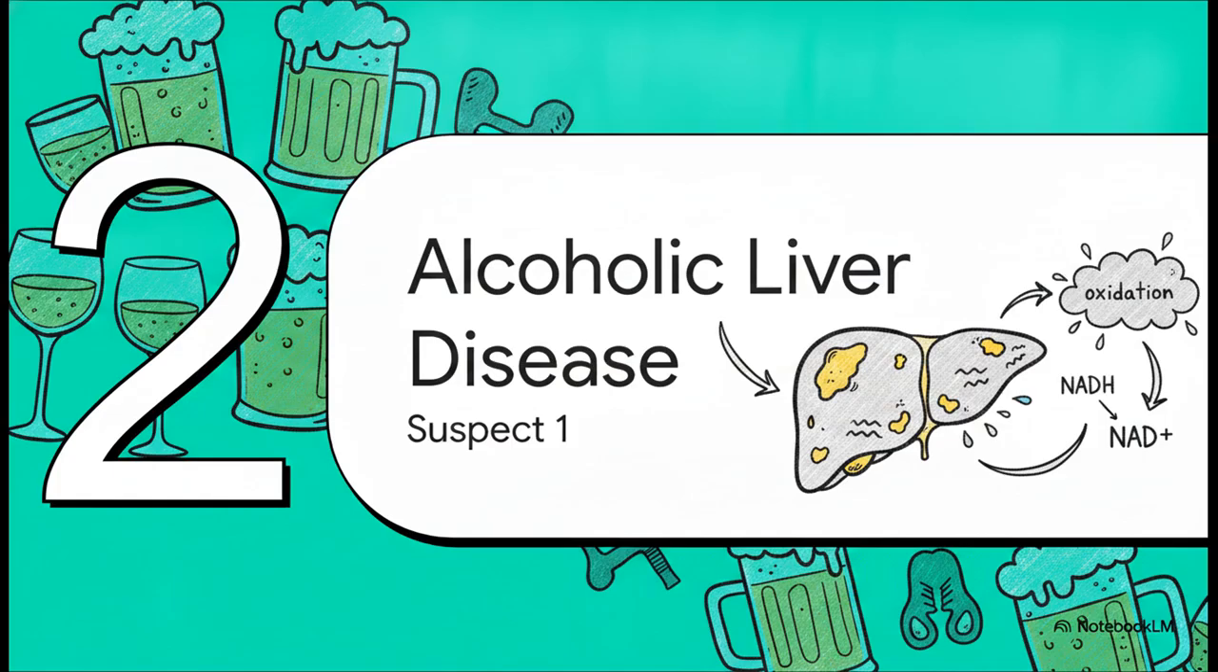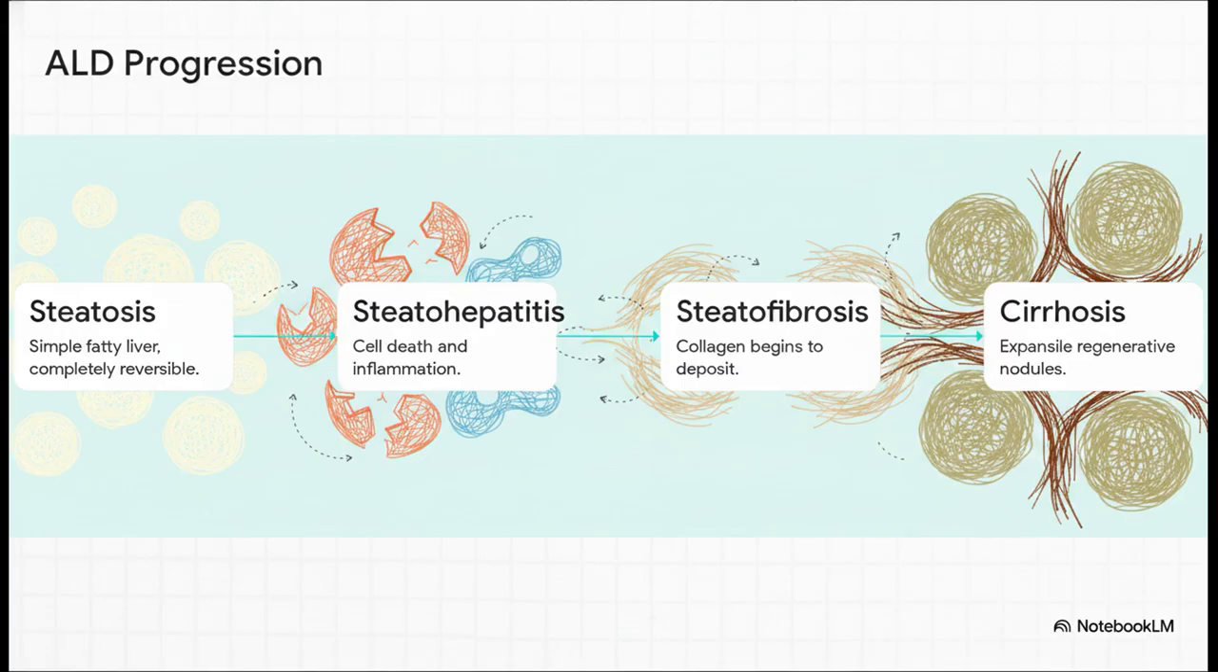Part 2. Suspect 1. Alcoholic liver disease, or ALD. So our first suspect is a massive cause of liver disease in Western countries, typically showing up in patients who consume roughly 7 to 8 beers daily. But what's the actual weapon this suspect uses? Well, the oxidation of all that alcohol creates a huge excess of NADH over NAD+. This essentially slams the brakes on mitochondrial fatty acid beta oxidation, leading to a massive, toxic accumulation of fat.